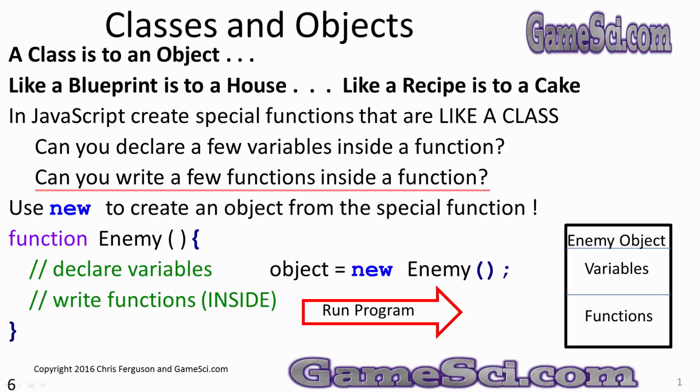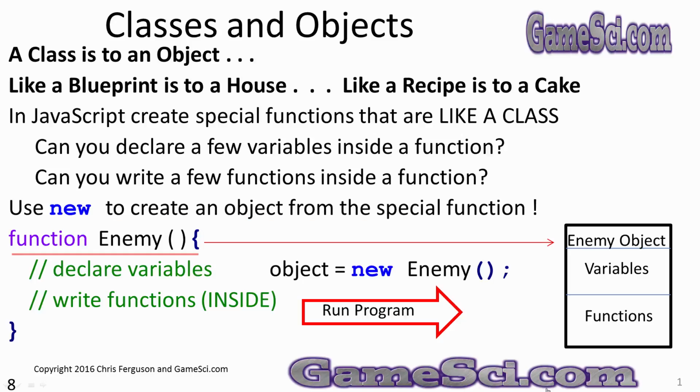So all you got to do is write a few variables, which we should know how to do, and write a few functions and make sure they're inside another function, and you've got what you need to build a class/object. We'll use the new operator to create an object from that special function. So is that clear? In JavaScript, we won't actually be building a class. We'll be building a special function, and that function will behave like a class, and we'll be able to use that function to build objects out of it.